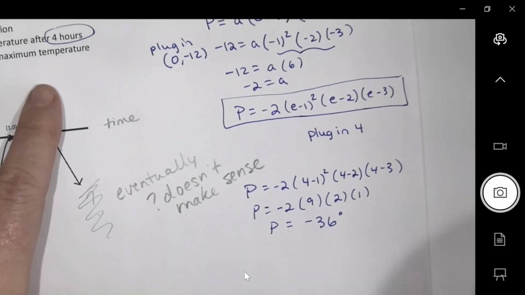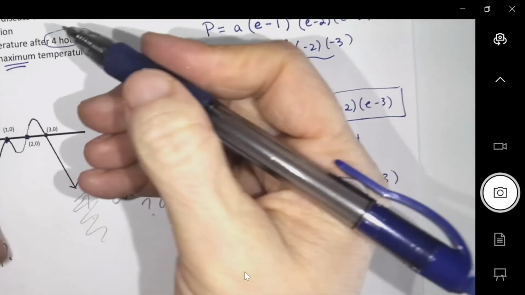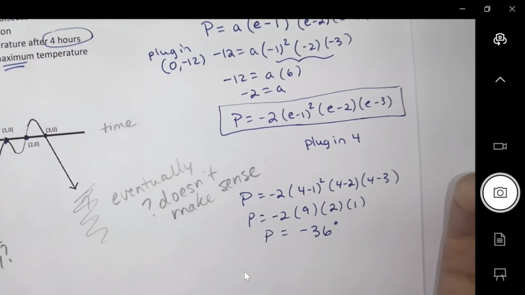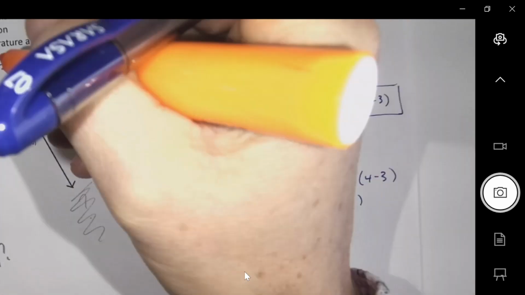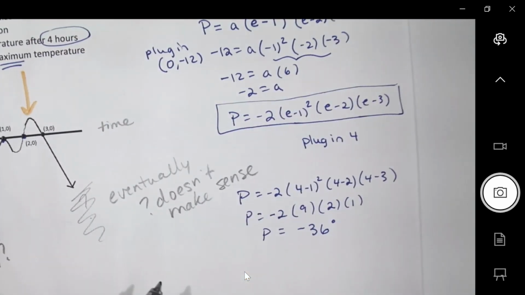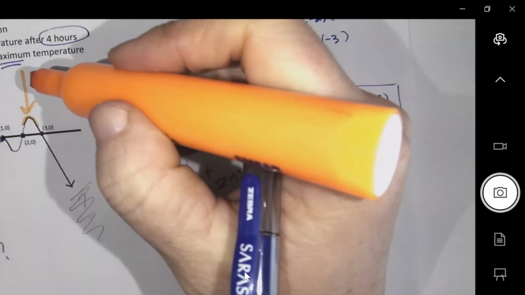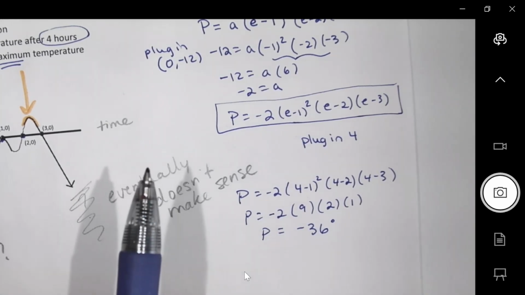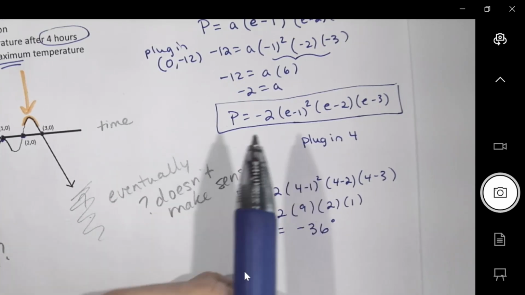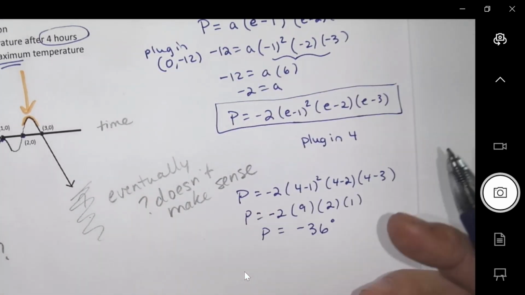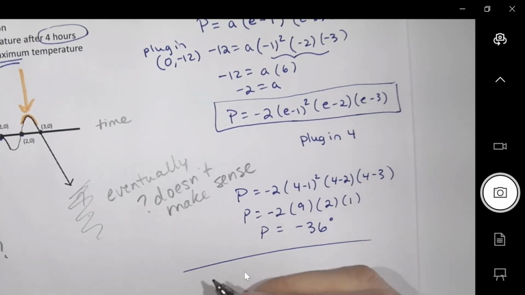The last question says estimate the max temperature. So where do you physically think the max temperature would occur? In this zone, right? Somewhere between the second and the third hour. Okay? Does that make sense physically? So this is an estimating question. So I'm just going to use 2.5. I'm just going to use the midpoint. It's probably not exactly the midpoint, but that's what I'm going to use because it's an estimate.